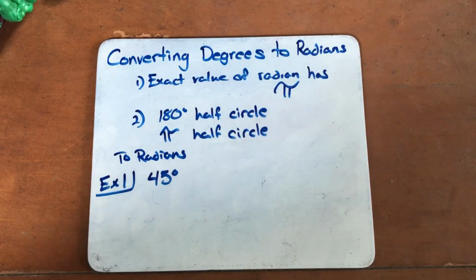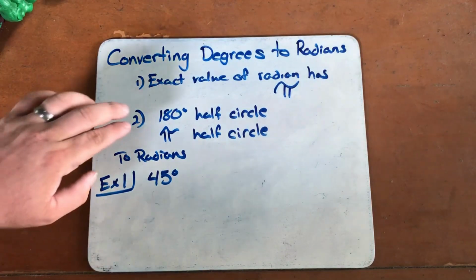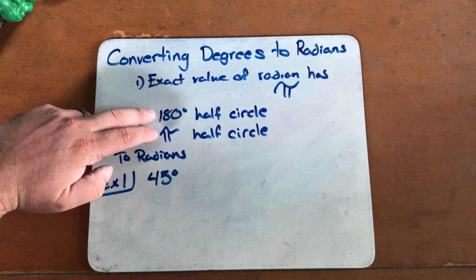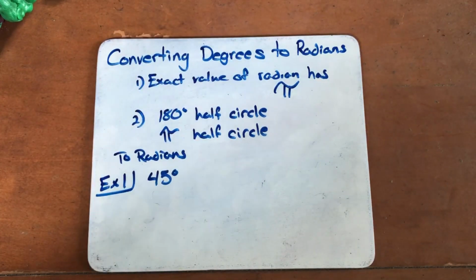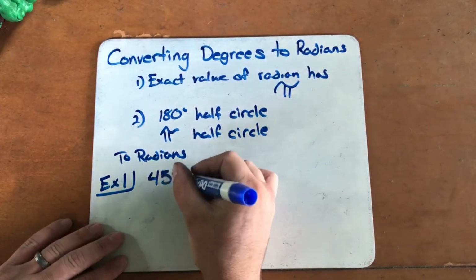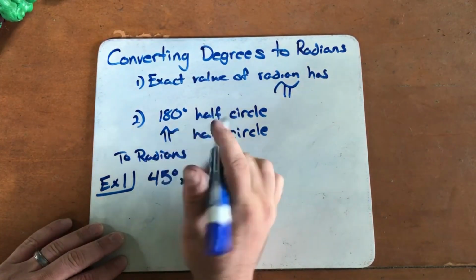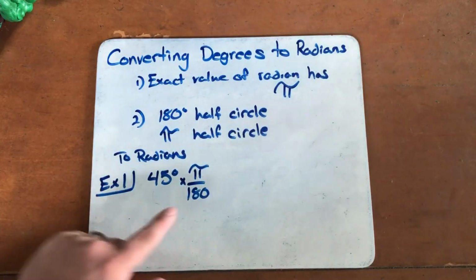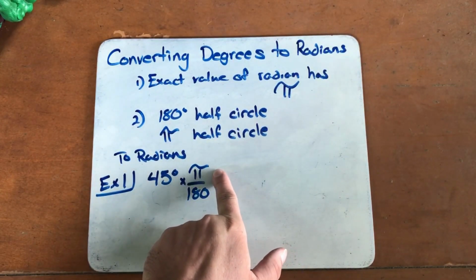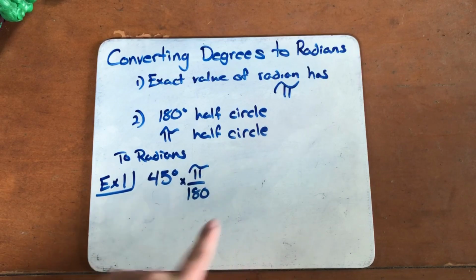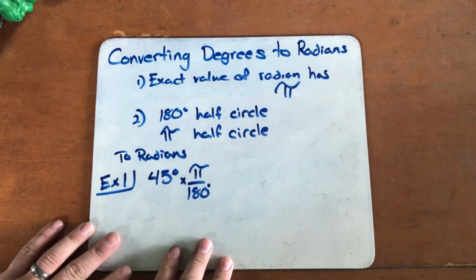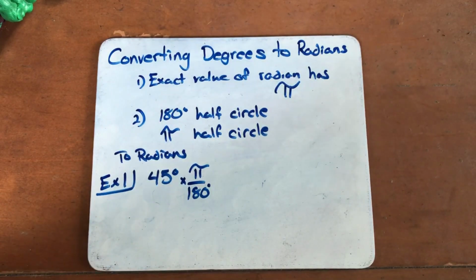So 45 degrees, I'm converting to radians. I'm going to use pi and 180 degrees to help me do that. If I want to convert to radians, I'm going to multiply by pi over 180. This is the ratio of a half circle in radians to a half circle in degrees. And if I solve this, this will give me 45 degrees in radians.